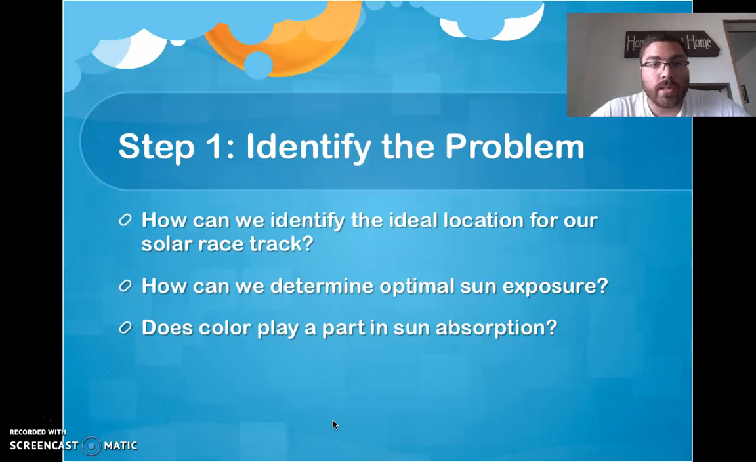So the first, step one, is identifying the problem. I have three problems that I came up with for this activity. How can we as a class identify the ideal location for our solar racetrack? How can we determine optimal sun exposure? And does color play a part in sun absorption? Those are the three questions that we'll be thinking and looking at as we progress through this activity.